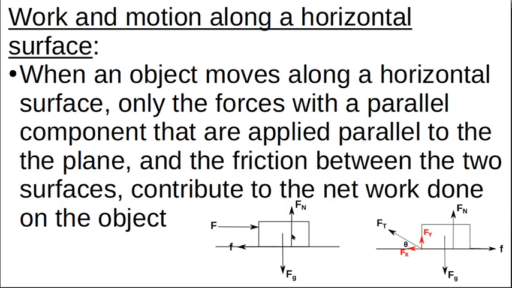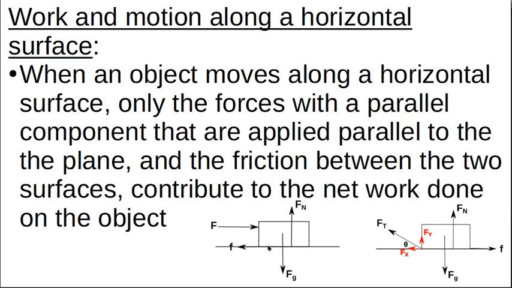So if you look here at a block on a horizontal surface, there's a horizontal force F being applied to push the block that way. There's some friction going that way. There's the weight, and there's the normal force. These are the forces acting on the object. So if an object is moving on a horizontal surface, only the forces with a parallel component, that is the applied force parallel to the plane and the friction, are going to contribute to the net work.